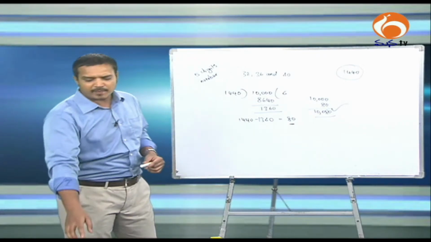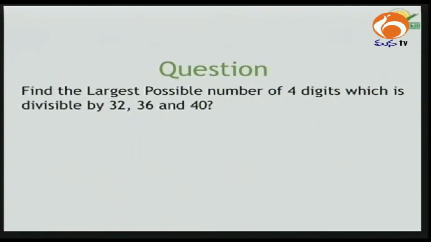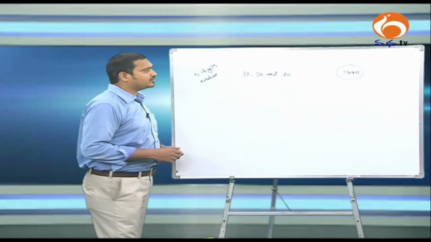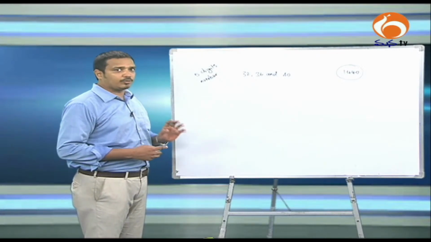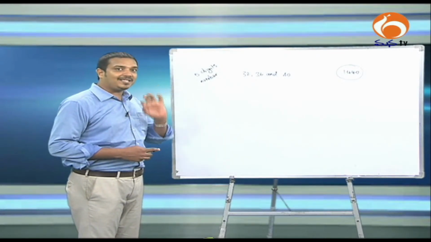Alright, let's see the next question, and it's a connecting question as well. Find the largest possible 4 digit number which is divisible by 32, 36, 40. That means we need to take a 4 digit number, and it has to be the highest such number, and at the same time that number should be divisible by 32, 36 and 40. You may ask, sir, can we take 1440? No, 1440 is just the least common multiple.